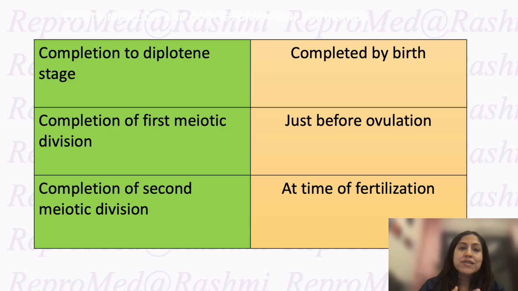Completion to the diplotene stage happens by birth. Completion of the first meiotic division happens just before ovulation. And completion of the second meiotic division is at the time of fertilization. When sperm enters the oocyte, then only the second meiotic division happens. Before that, the oocyte is arrested in metaphase 2. That's why it is known as the M2 oocyte.